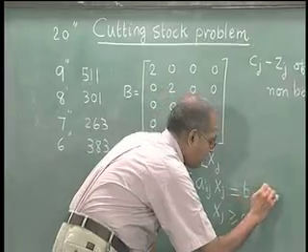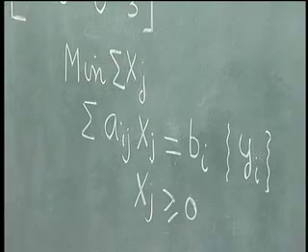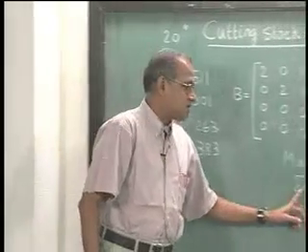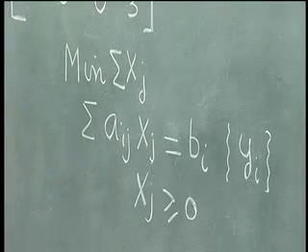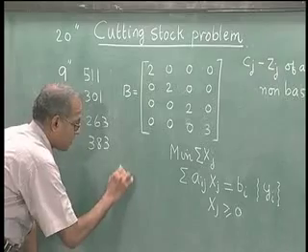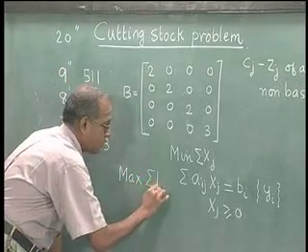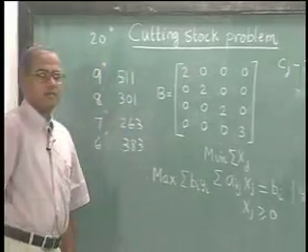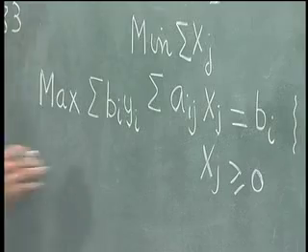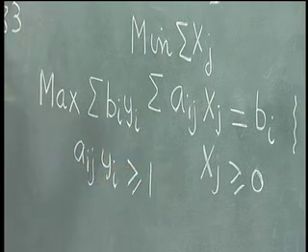So, the dual of this problem, let us say that it has yi as the dual variables, and there will be 4 dual variables, one each associated with each of these constraints. Now, if we define this yi here, then the dual will be a maximization problem, which will be maximize sigma bi yi, such that aij yi is greater than or equal to 1.